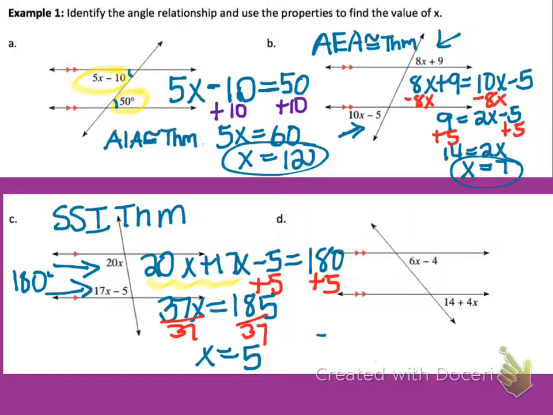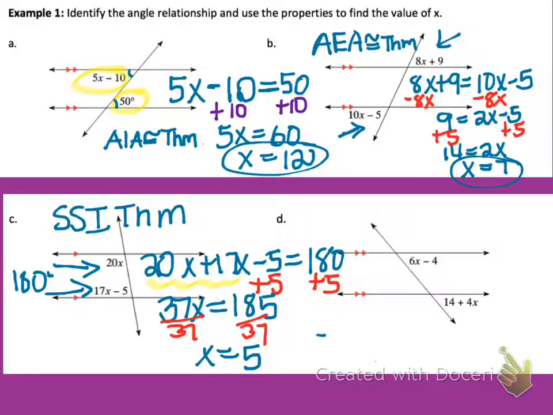If I put 5 into the 20x expression, I'd get 100. Put it into the 17x minus 5: 17 times 5 is 85, minus 5 is 80. So, and then 180 is 180.